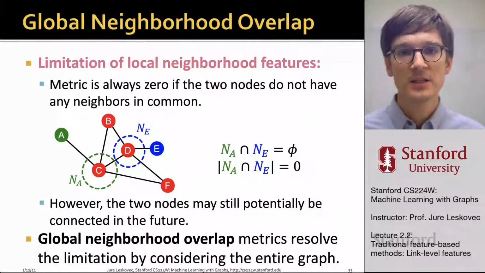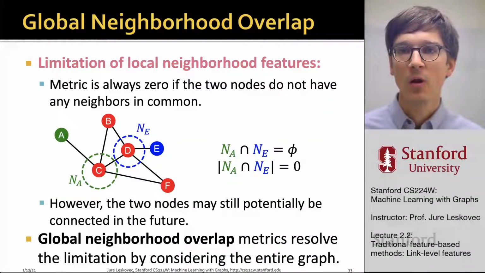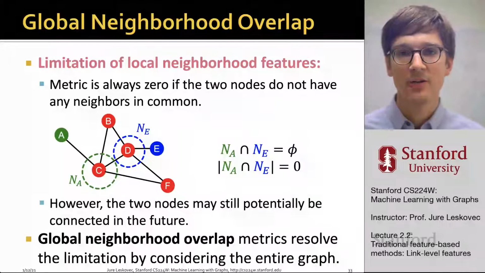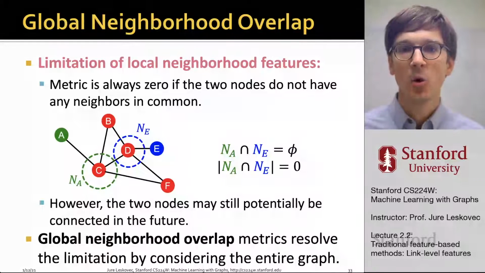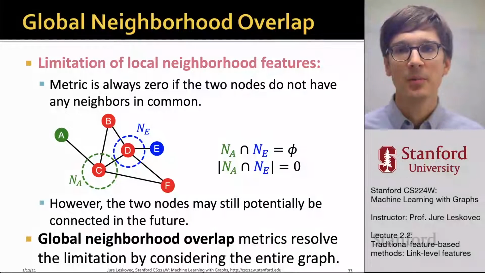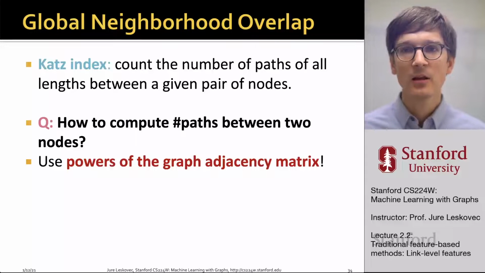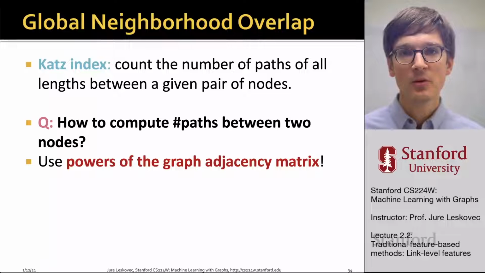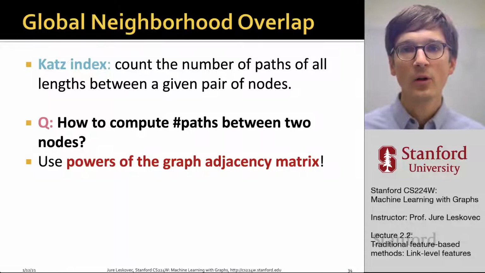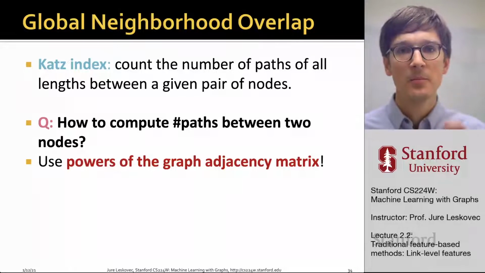To fix this problem, we define global neighborhood overlap metrics that resolve this limitation by not only focusing on 2-hop distances and 2-hop paths between a pair of nodes, but considering all other distances, or the entire graph, as well. So let's now look at global neighborhood overlap type metrics. The metric we are going to talk about is called Katz's index, and it counts the number of all paths of all different lengths between a given pair of nodes.